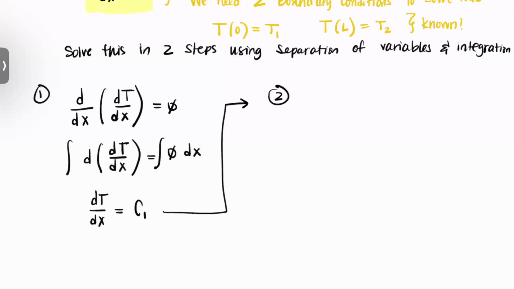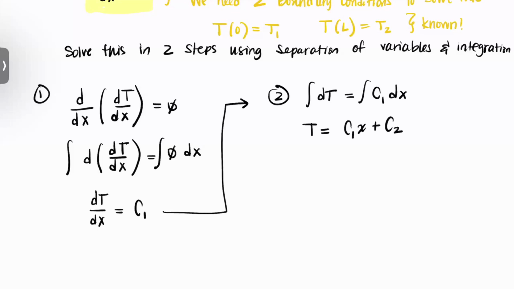So I'm again going to separate my variables. So I have dT on one side, and I have C1 times dx on the other. So I have my T's on one side, my x's on the other, and I'm going to integrate this. All right, integral of dT is just T. And then my integral of C1 is C1 times x plus another constant of integration.